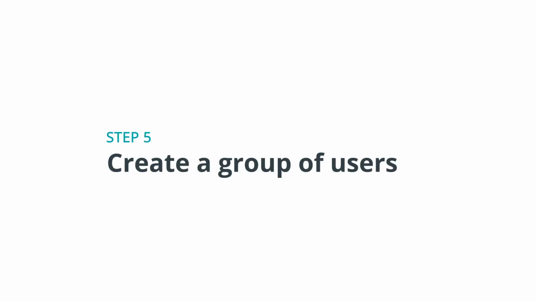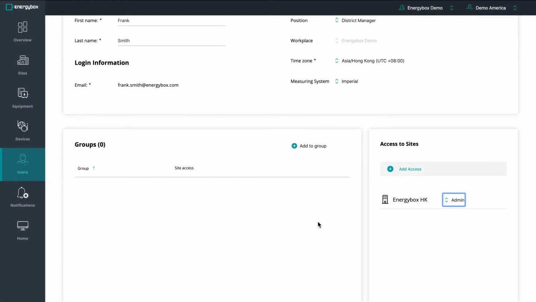Step 5. Create a group of users. Another option you have is to add users to a specific user group. A user group is a collection of users that share the same access level to the same sites. This simplifies your workload by defining access rights only one time.